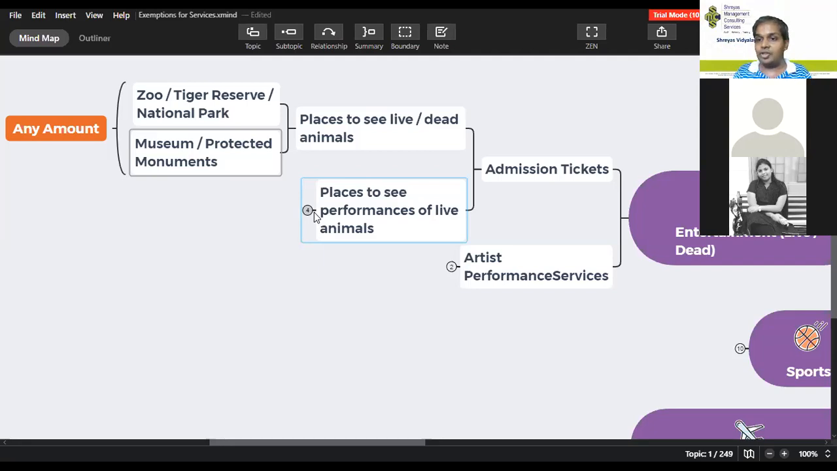If you are going to a pet shop, then it could be taxable, if at all they charge. But otherwise it's exempt. Next one, places to see performances. So right of access to places where you see performances of live animals. Not just animals; when I say animal, I also include human beings. It's also a living animal only. Perfect, circus. It could be a circus.